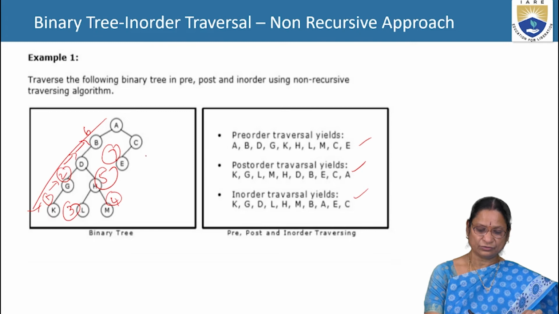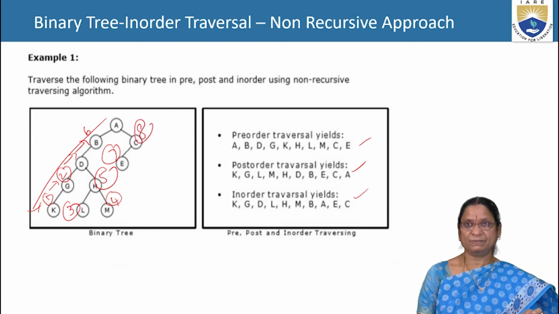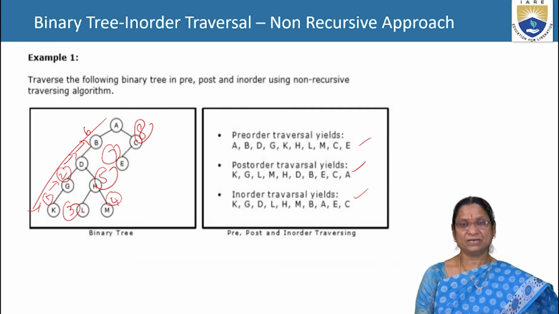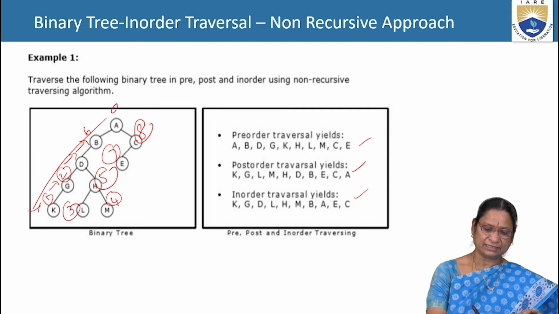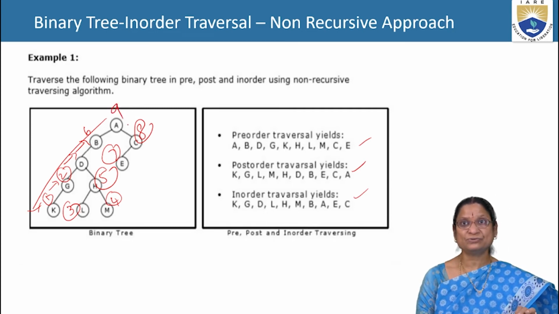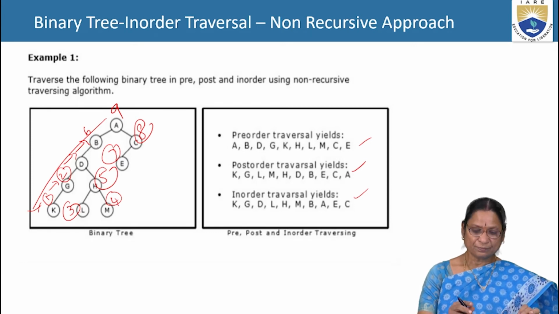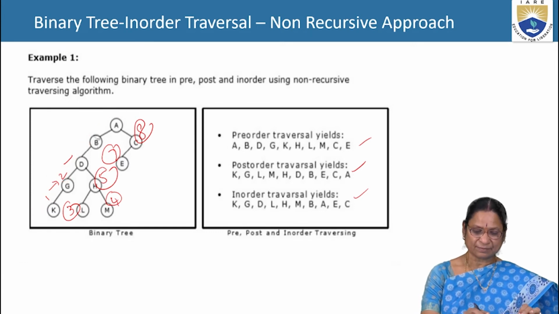So first left, no right here. Then the root. E, C will be there. After left is completed and right is completed, then the root, the 9th one, is the root actually. This is the post-order. So pre-order is completed, post-order is completed.